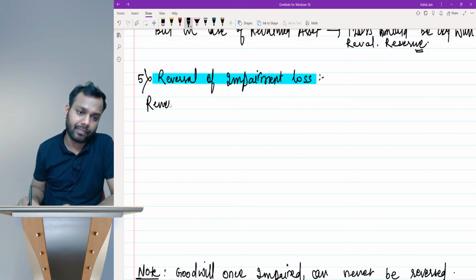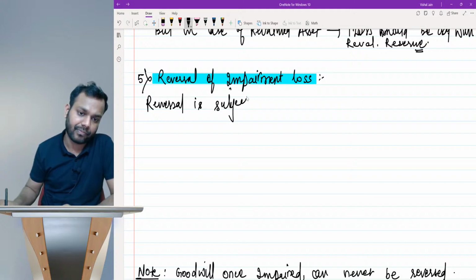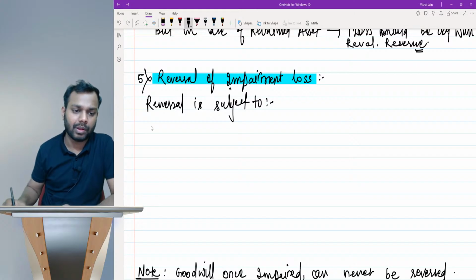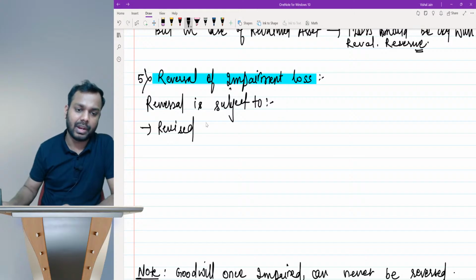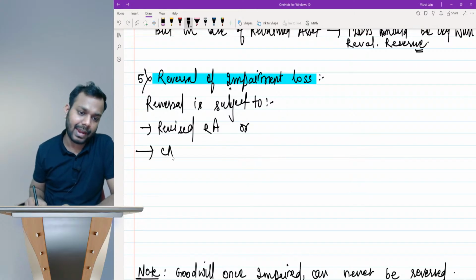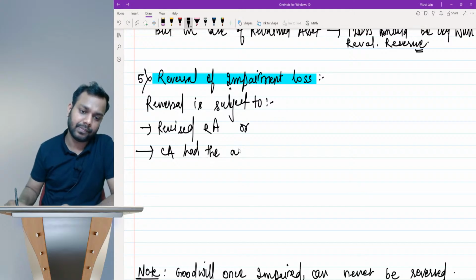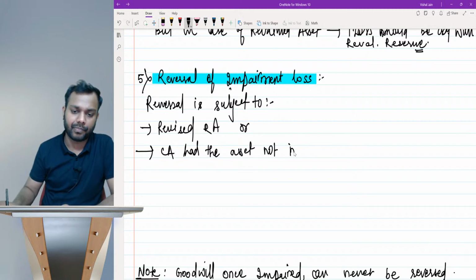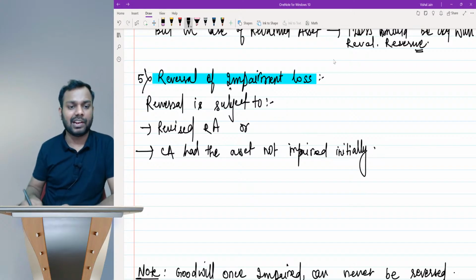Reversal is subject to the revised recoverable amount or the carrying amount had the asset not been impaired initially. What is the meaning of that? Let me explain that.